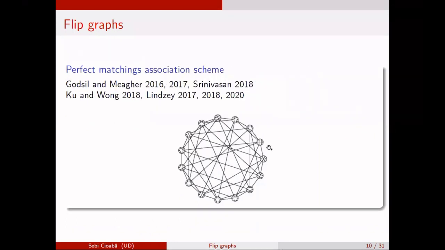Now, this graph is also part of the perfect matching association scheme, which has been studied in the context of Erdős–Ko–Rado theorems by several authors. Chris Godsil and Karen Meagher have a paper and a book with such results. Srinivasan has a paper, Ku and Wong, and Nathan Lindzey. We mentioned one of his papers in our preprint, but we didn't mention the more closely related ones. But yeah, thanks Nathan for letting us know.